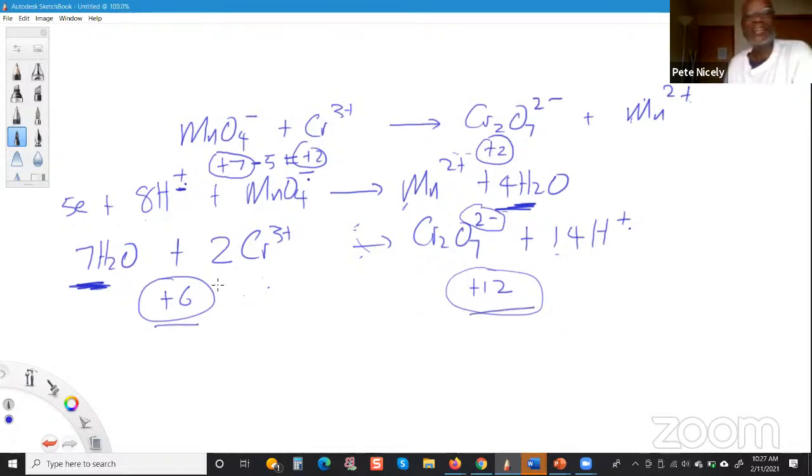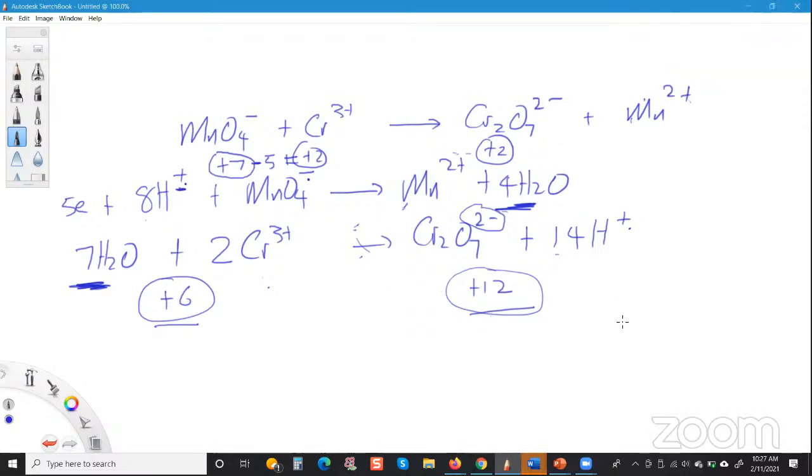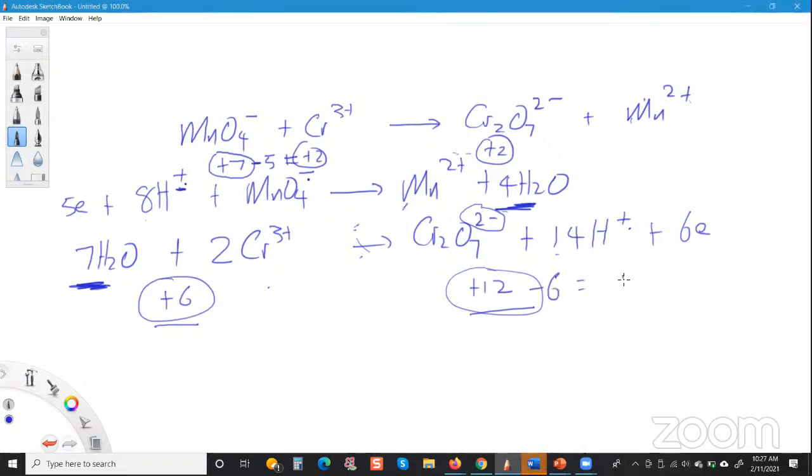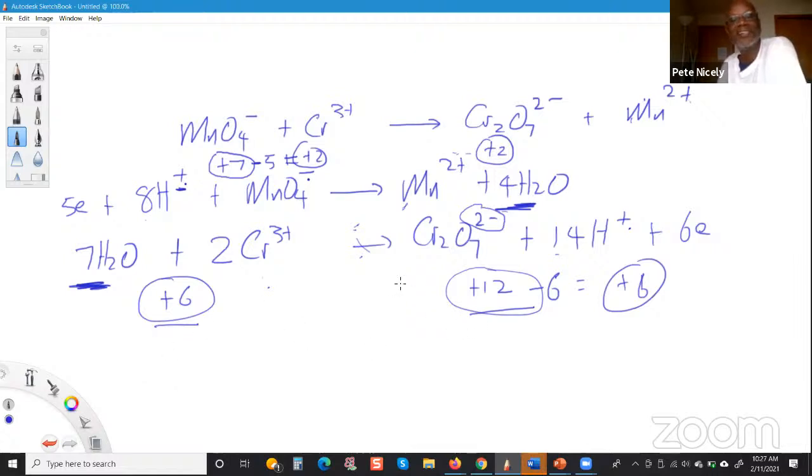So to which side would you add electrons and how many? To the right. How many would you add to the right? 6 electrons, very good. And you do that because by adding 6 electrons, you're adding 6 negative charges, which gives you a total of +6, which balances with the +6 on the left.